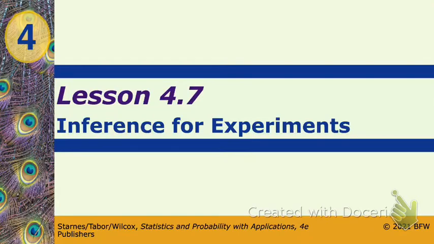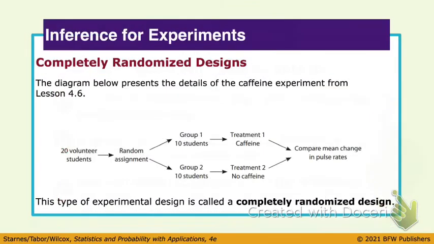So 4.7 is all about how to do inference for experiments. And so here we go. A completely randomized design. What does that sound like we're going to do? Everything's going to be very structured or random? Yeah, it sounds like everything's going to be pretty random. Most things are going to be a little random. So a completely randomized design can be done with this thing right here.